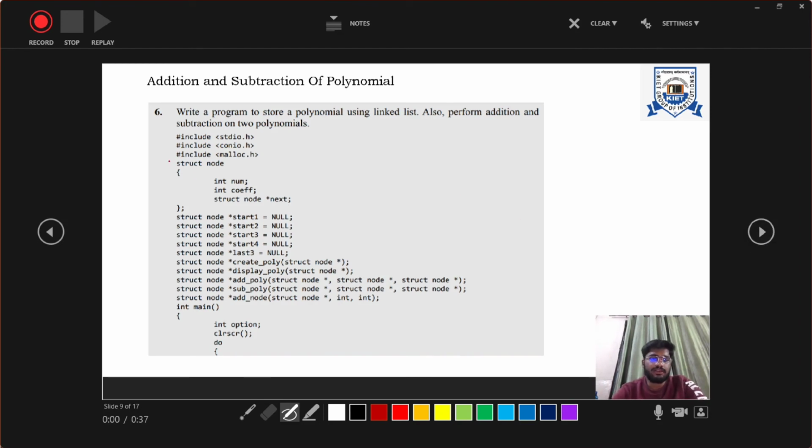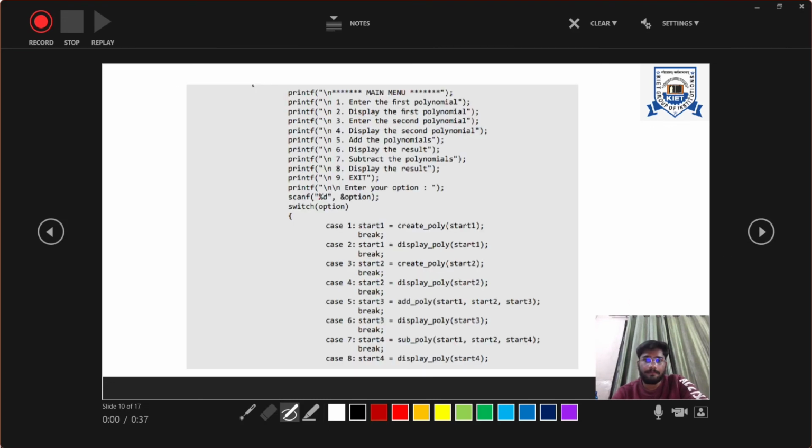First of all, we will create a structure like this, and struct node start null, and pointing we will store the value to null. And for start 1, start 2, start 3 and 4, and last 3 null. We will create a polynomial with the help of a structure like this, and first of all, we will create a printf function. We will print like this, and in case we will create a switch option for the user to enter a desired choice.